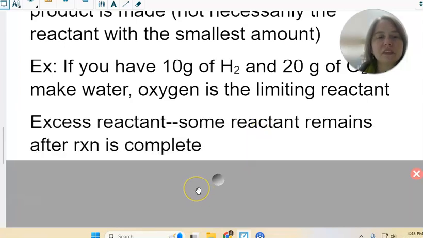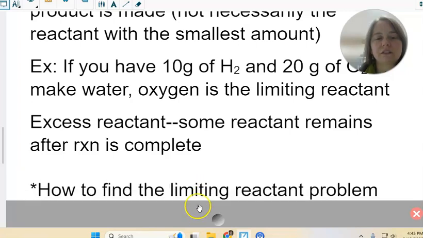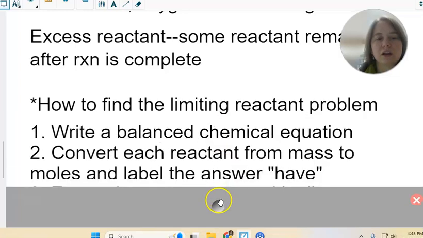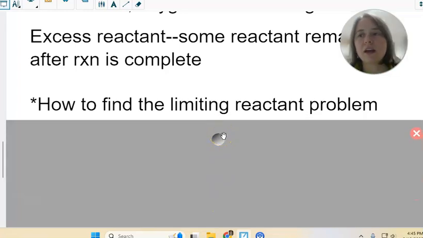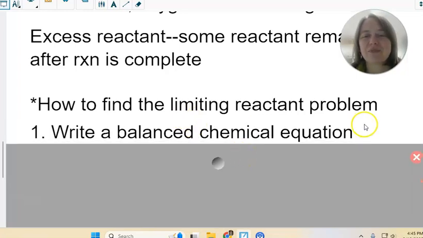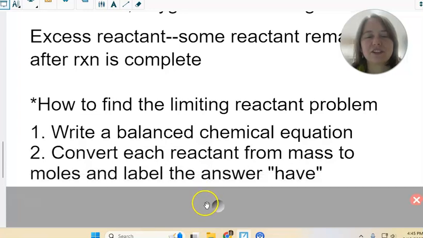So, the excess reactant is the reactant that remains after a reaction is complete. And the limiting reactant is the one that runs out and limits how much product you can make. Since it limits how much product we can make, and product is what we want, it's really important to figure out what the limiting reactant is so you can figure out how much product you can make. All right, when we are calculating that problem, number 1, write a balanced chemical equation.